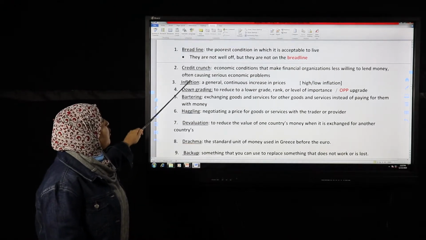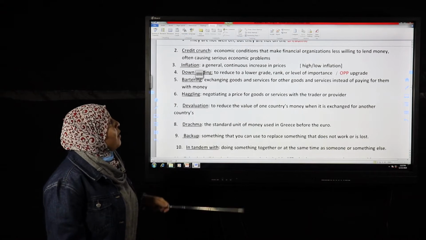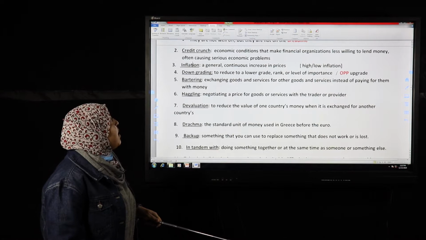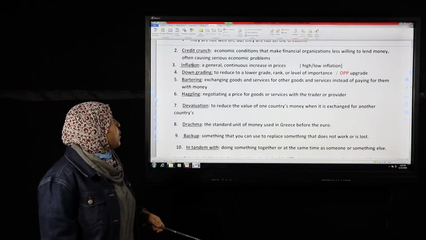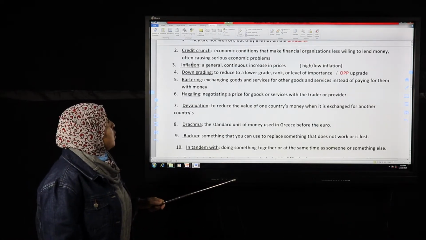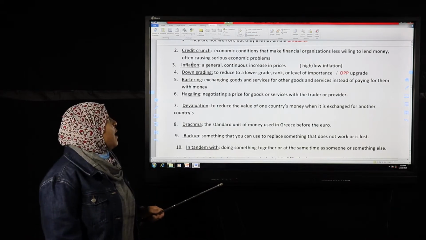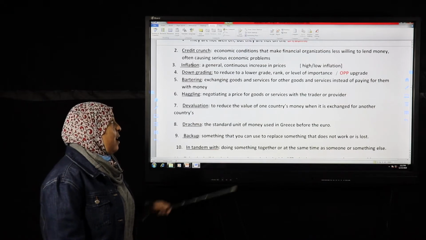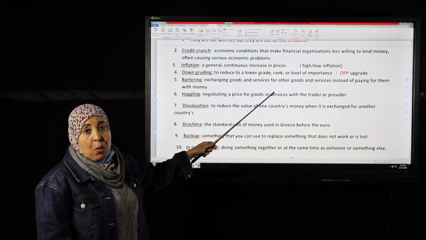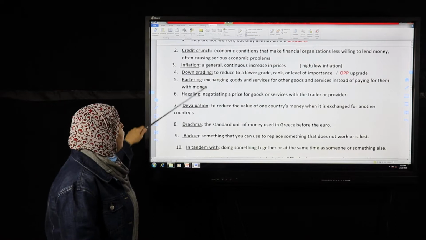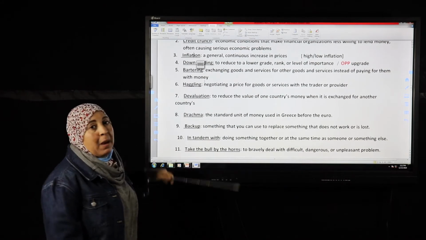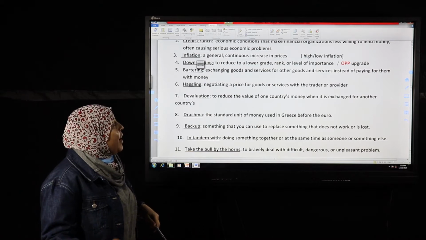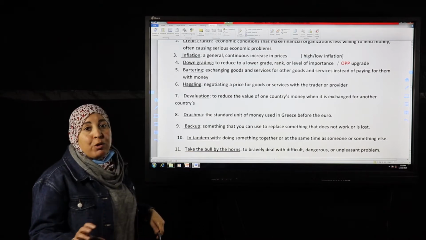Number two, credit crunch. Economic conditions that make financial organizations less willing to lend money, often causing serious economic problems. Number three, inflation. What do I mean by inflation? A general or continuous increase in prices, and I can say I have high or low inflation. Number four, downgrading. What do I mean by downgrading? To reduce the value of, or to lower the grade or rank or the importance of something.